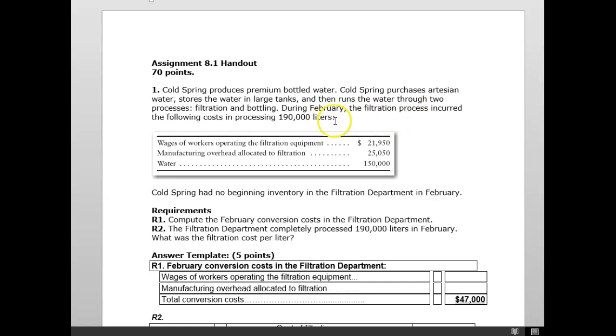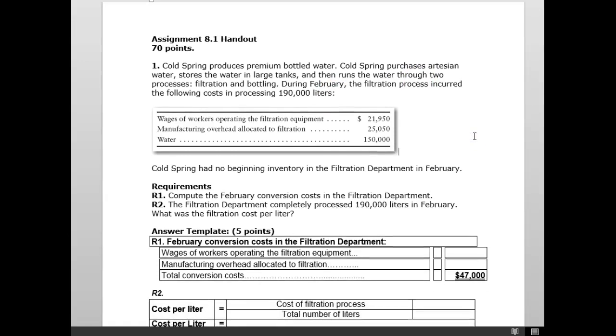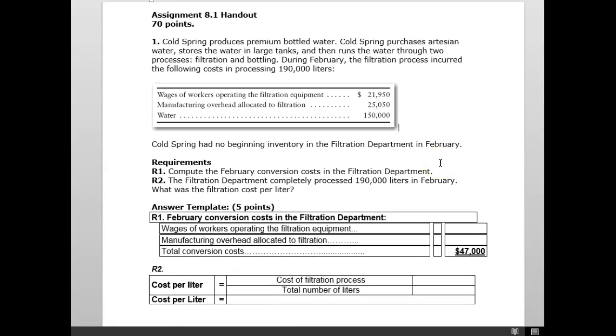We're right at bottled water here. We are looking to find out what the conversion costs are. When you look at process costs, you'll have direct materials, direct labor, and then manufacturing overhead. Conversion costs are the wages, or direct labor, and the overhead. So this tells us that the wages are $21,950 and the manufacturing overhead is $2,505. If you add those two together, you come up with the $47,000.